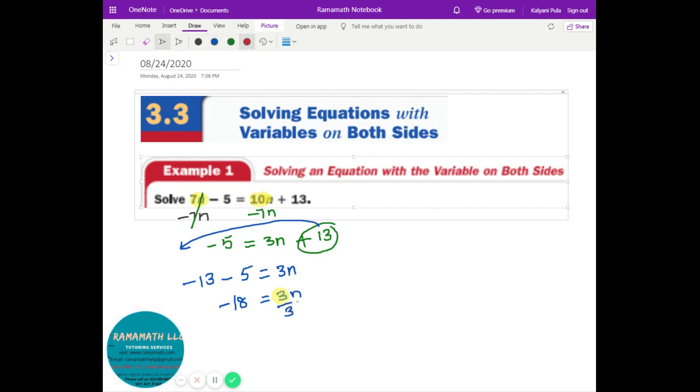Let me change color. So divide by 3 on both sides. So you get n equal negative 6. Okay. So when you do this question, just follow step by step. You see that my equal signs are aligned, so that way you don't get confused.